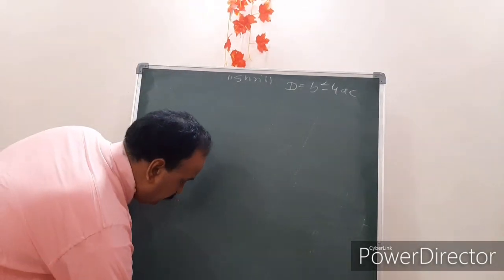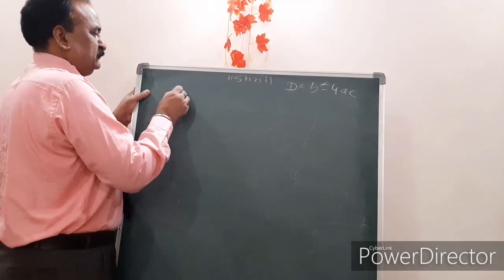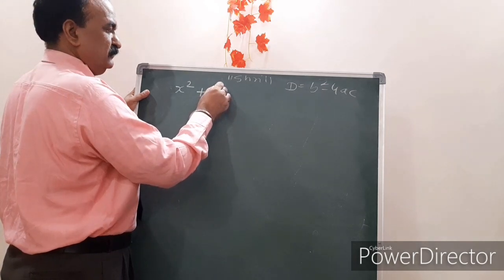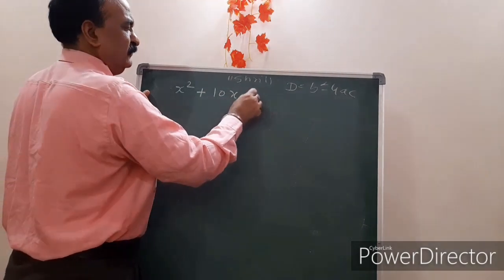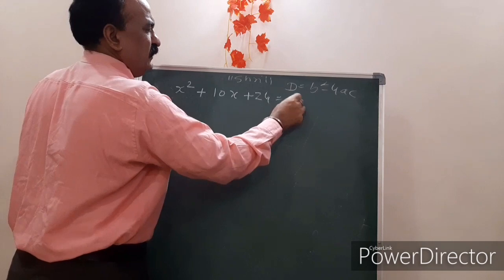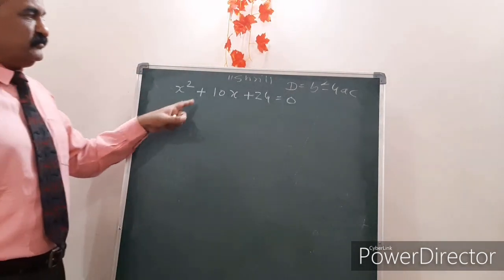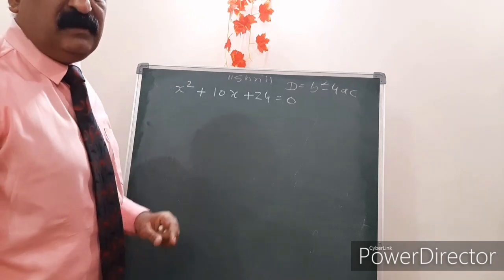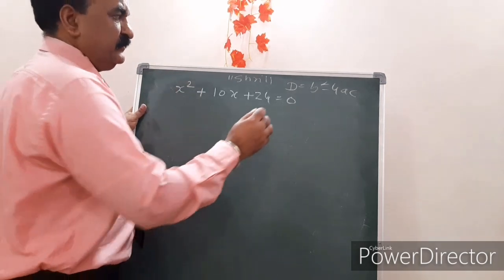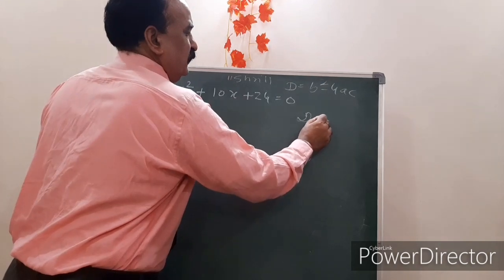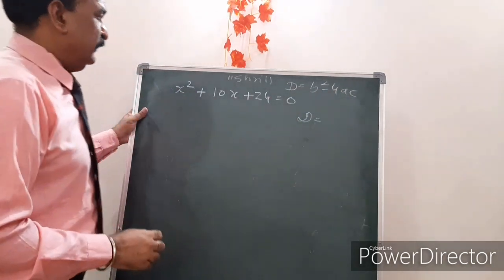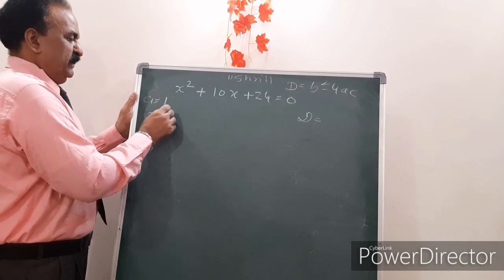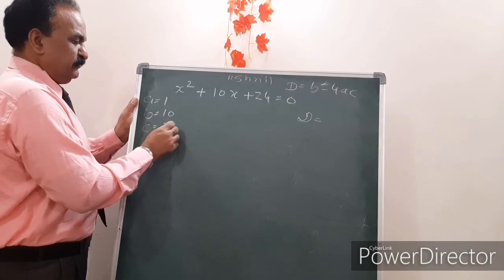I am taking the question x square plus 10x plus 24 equal to 0. First you will find the value of D. How to find the value of D? D is equal to b square minus 4ac. Now a is 1, b is 10 and c is 24.